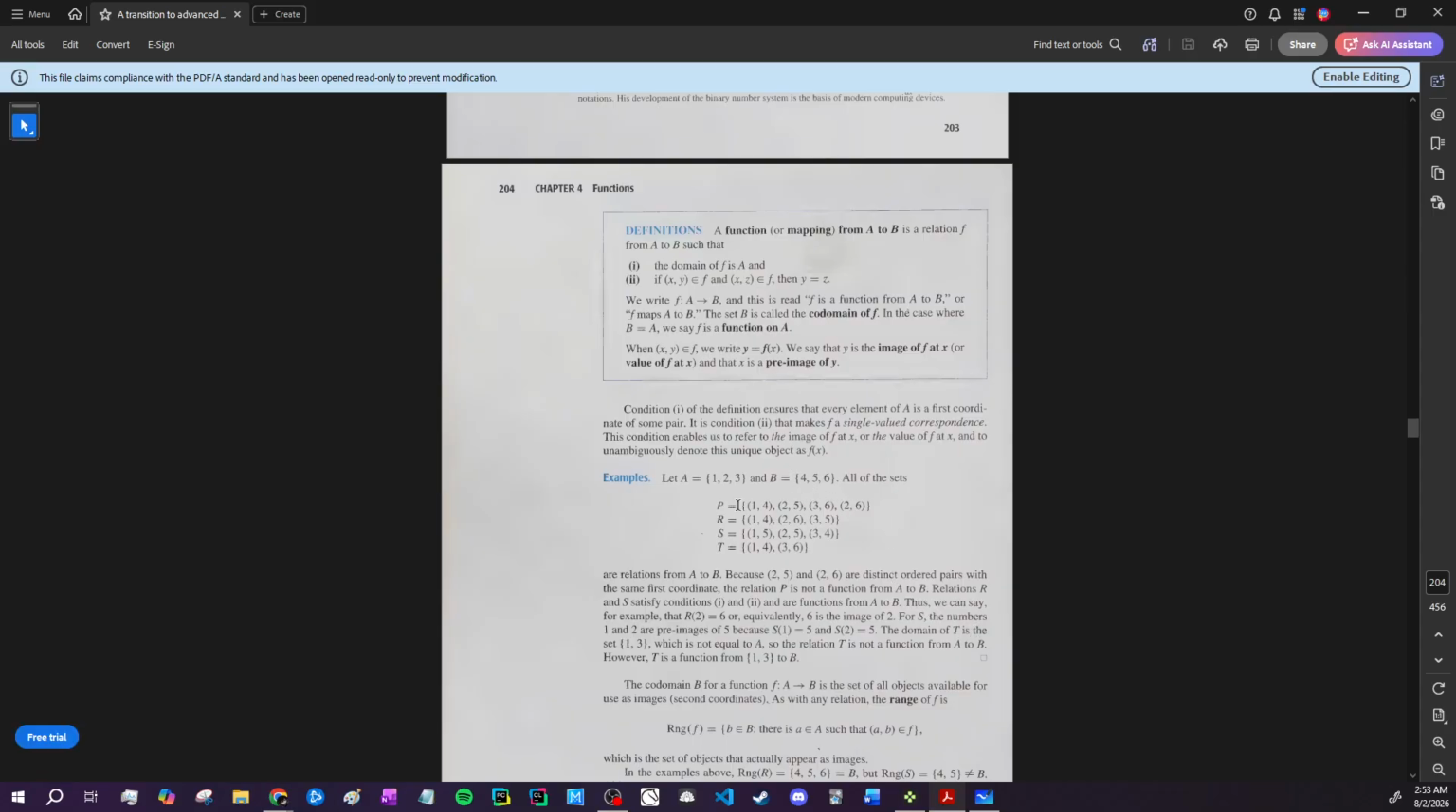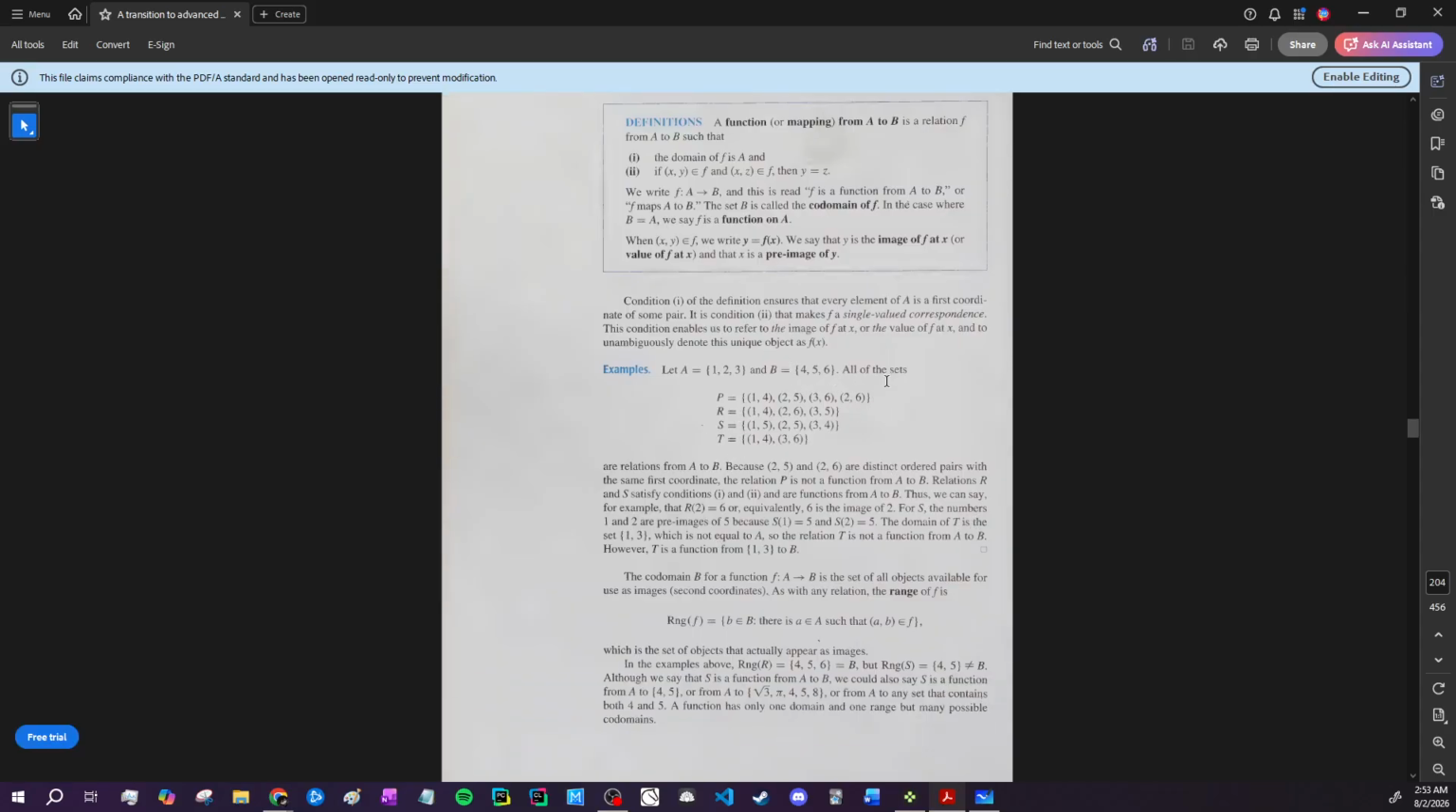So let's look at this. All of the sets are relations from A to B. Okay, why is it a relation from A to B? So (1, 4), (2, 5), (3, 6), and (2, 6) are all relations because (2, 5) and (2, 6) are distinct. P is not a function from A to B. Okay, so they're relations from A to B, but not functions. Okay, that's fine.